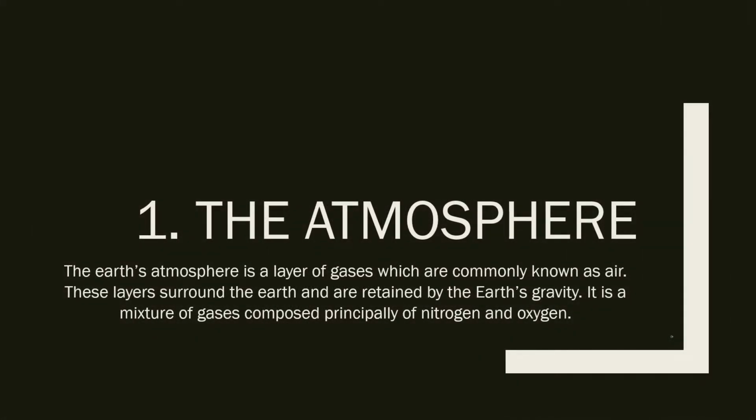To begin with, we have the atmosphere. The Earth's atmosphere is a layer of gases which are commonly known as air. These layers surround the Earth and are retained by the Earth's gravity. It's a mixture of gases composed principally of nitrogen and oxygen.